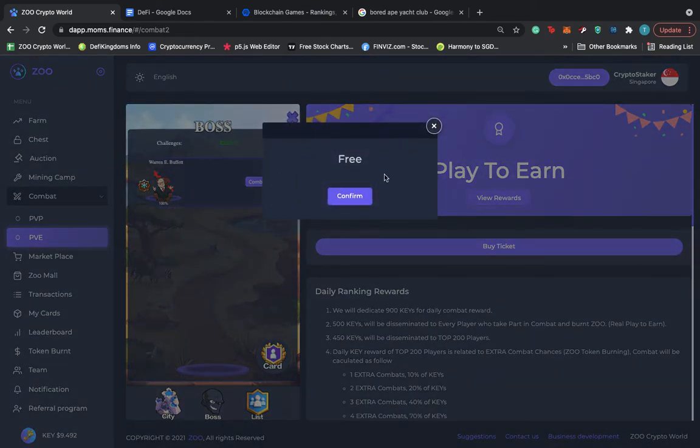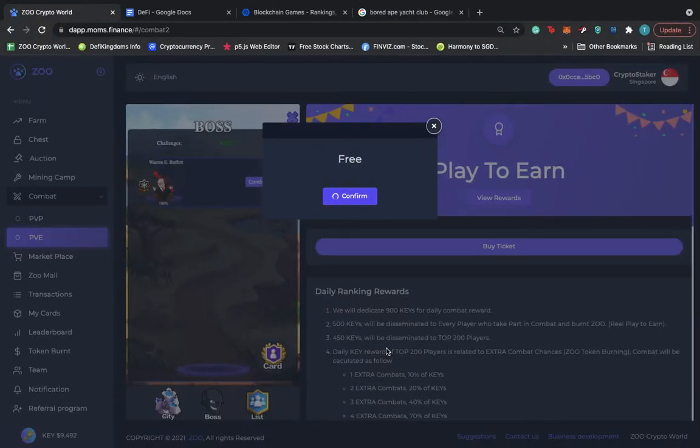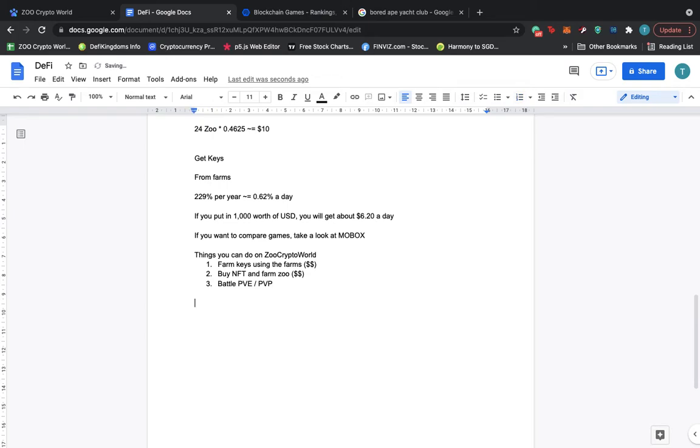Firstly, what you do is you buy your ticket. The first 3 tickets are free, but you have to pay gas. And now that BNB is going up, the gas price is much more expensive. I think this is about 15 cents, maybe 20 cents, I'm not so sure. And when you battle, you need to battle at least 4 times. While this is waiting, let's see PvP. Battle 4 times to get your rewards.